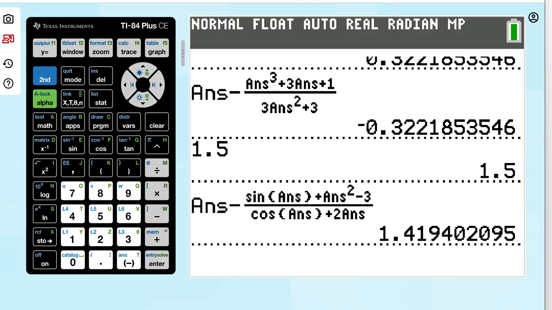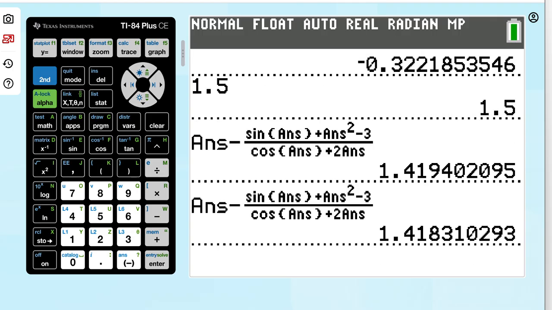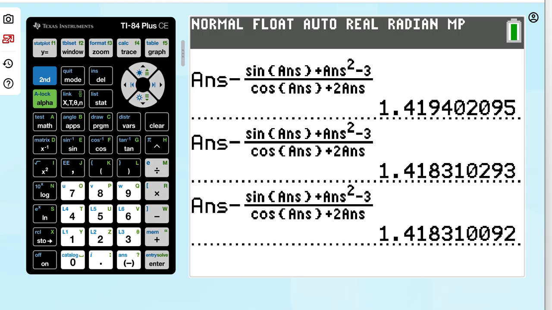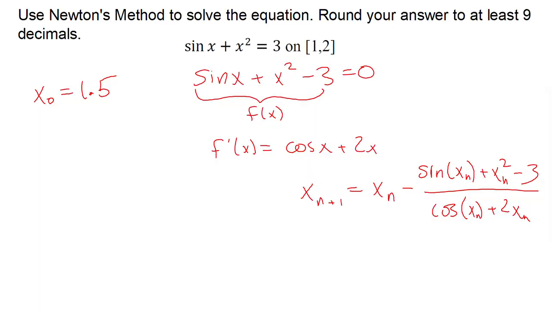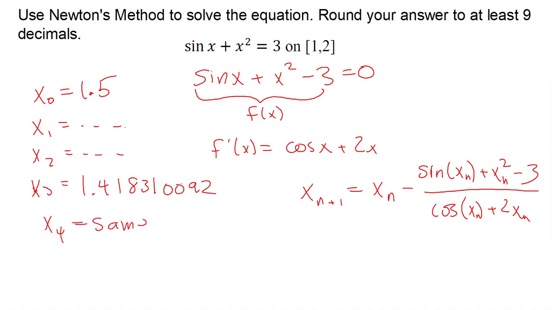We get 1.419402095. I'm not going to write them down this time, so that's x sub 1. Here's x sub 2. Here is x sub 3, still changing. Here is x sub 4. Those two are the same. You would, of course, go through and write them all out, right? You'd put x sub 1 equals, x sub 2 equals, x sub 3 equals, and that was our one that worked, which was 1.418310092, and x sub 4 was the same. So that would be our answer.